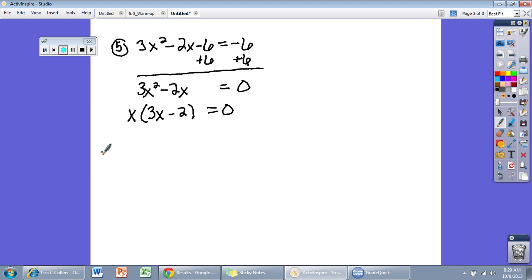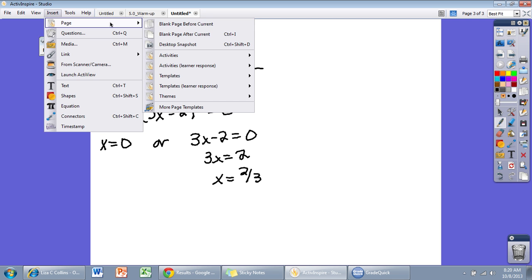So now I have my two solutions. Either x is equal to 0 or 3x minus 2 is equal to 0. So I add 2 to both sides and divide by 3. So my two solutions here are x equals 0 or x equals 2/3.